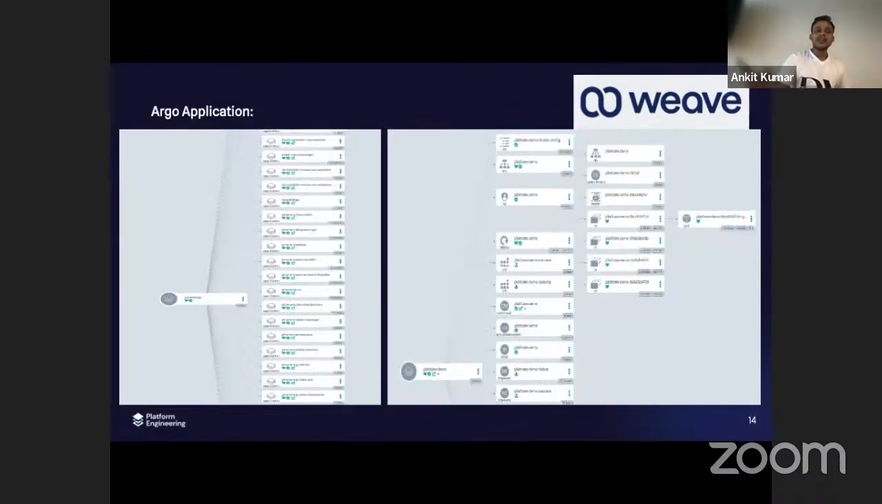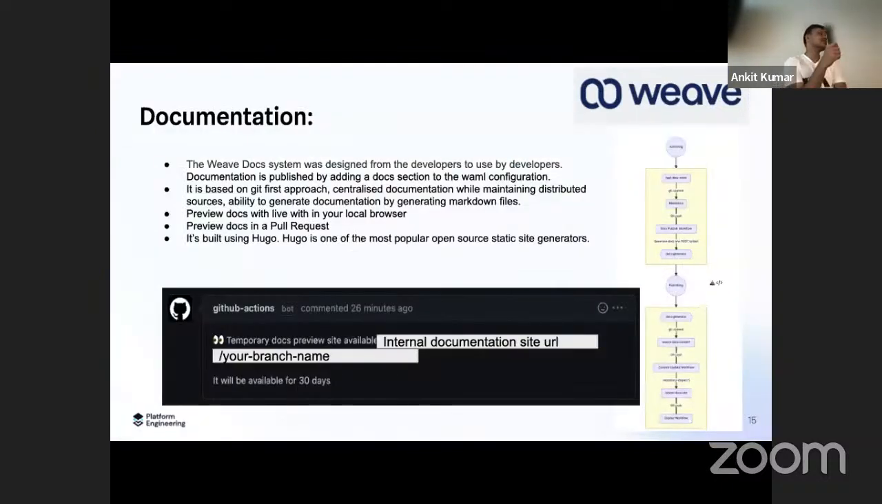Another feature we support in deployments is ephemeral deployment. Even if some team wants to check whether their thing is working live in production or dev, they can do an ephemeral deployment, which you can kill anytime. And the last thing is about documentation.